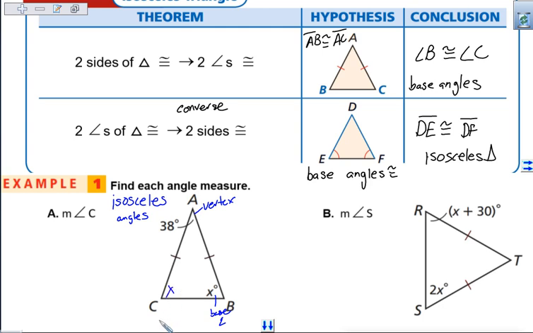Now this is still a triangle. Angles in a triangle still add up to 180 degrees. So that's what we're going to do. We are going to add what we have and set it equal to 180. Combine your like terms. 2x plus 38 equals 180. Subtract 38 from both sides.